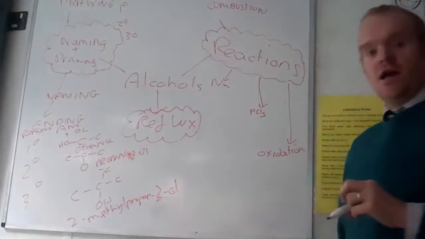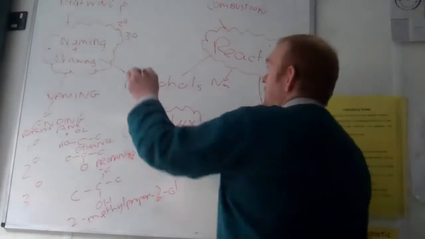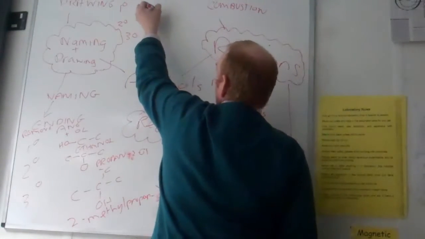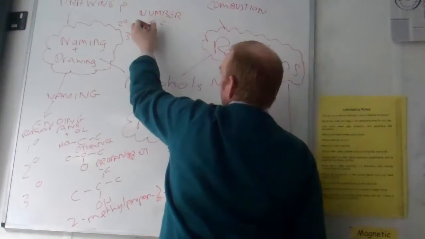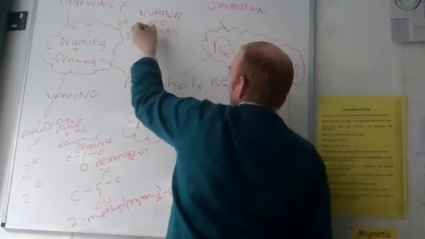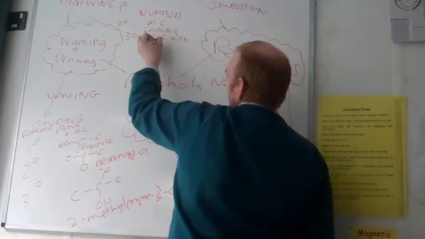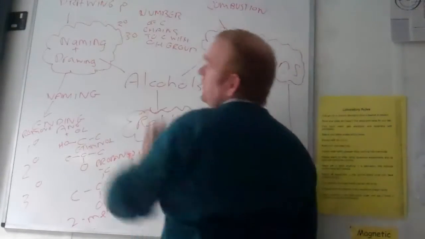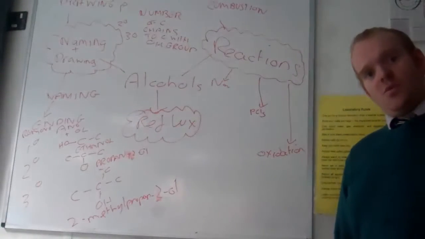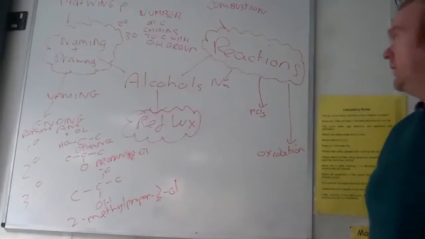Okay, so we can look at drawing these primary, secondary and tertiary alcohols by the number of carbon chains attached to the carbon with the OH group. As I said, if I've got 1 carbon chain attached to the carbon with the OH group, it's a primary alcohol. 2 carbon chains attached, it's a secondary alcohol. 3 carbon chains attached, it's a tertiary alcohol.